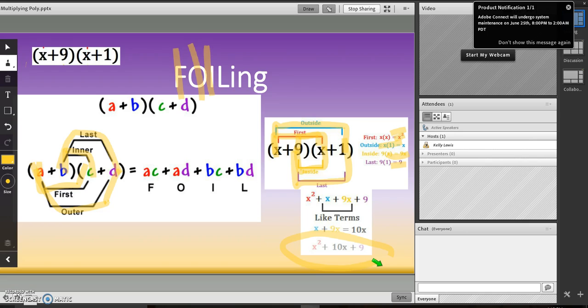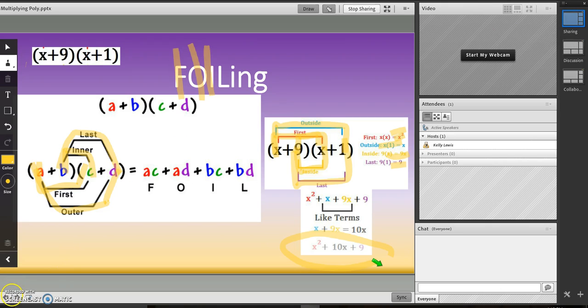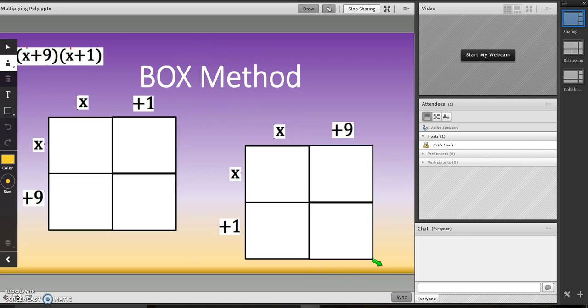I'm going to do the same problem with another method called the box method. I don't care which way you do. It's nice to know two different ways to do something, so go with whichever way you prefer. So the box method is this. You make a 2 by 2 box because this is x plus 9, x plus 1. When we do x times x, that's x squared. Then x times 1, which is 1x, or just x. Then 9 times x, which is 9x. Then 9 times 1, which is 9.